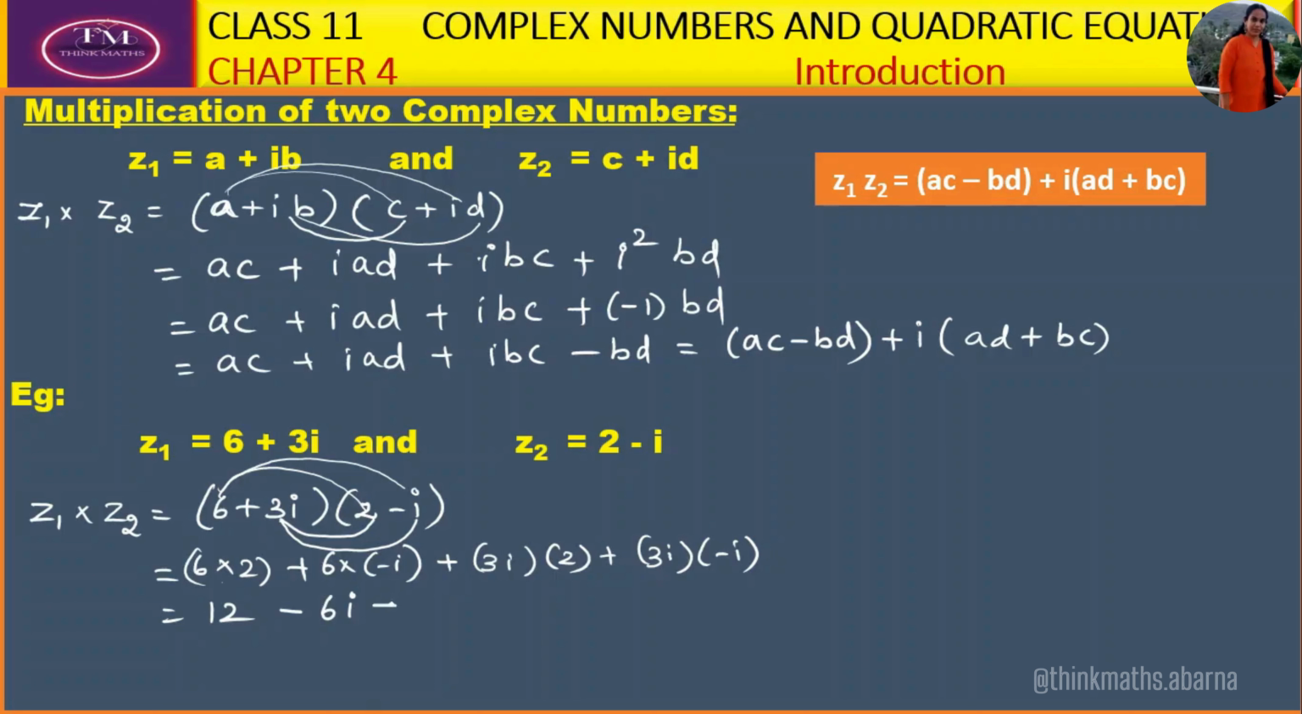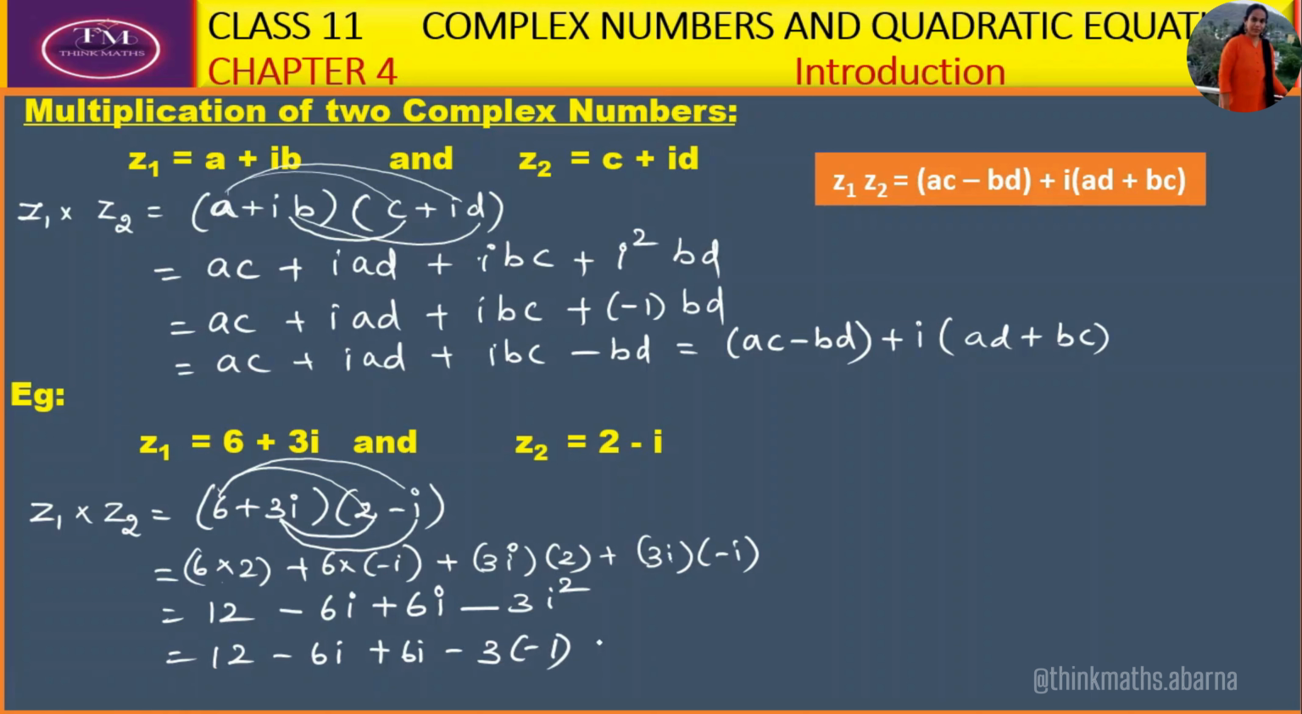Here first multiplying the numbers. 3 into 2 is 6i. There is an i. Next here you have a negative sign. So plus into minus is minus. Okay. So minus 3. i into i is i square. Okay. So 12 minus 6i plus 6i minus 3. What is i square? I square is minus 1.